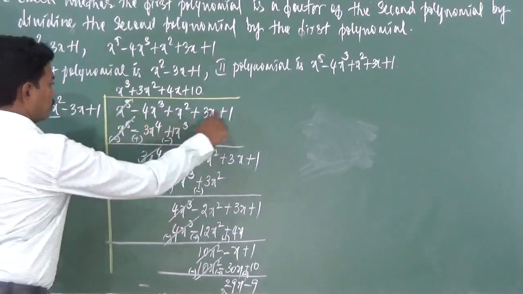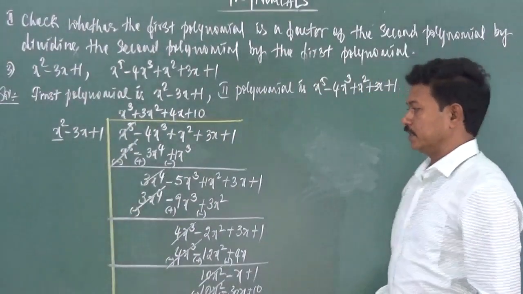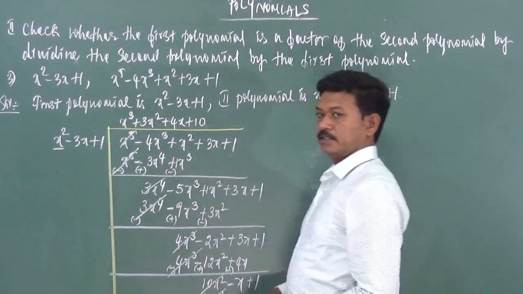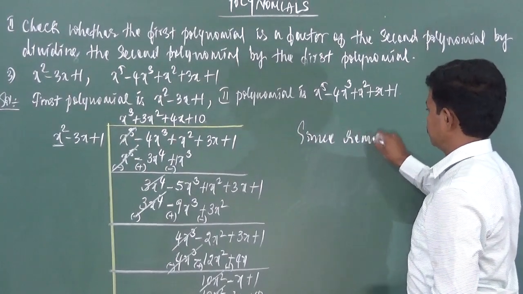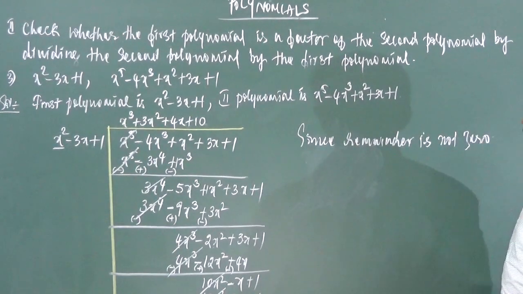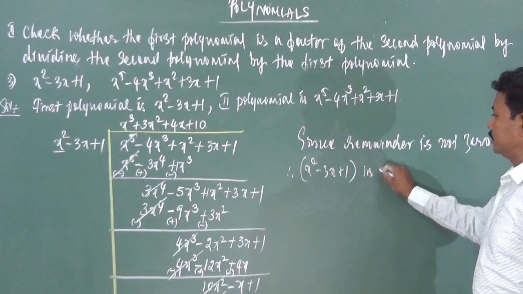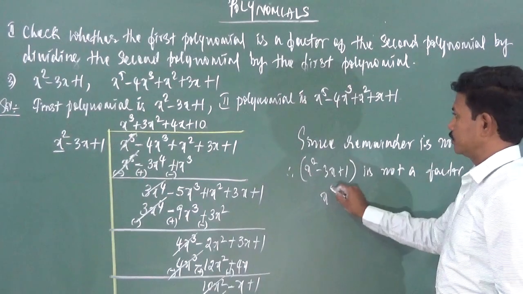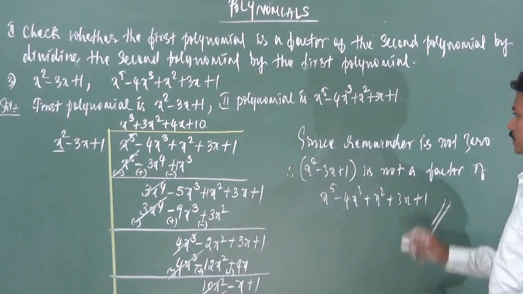So when I divided this polynomial by this polynomial, I am not getting the remainder as 0. So when I do not get the remainder as 0, I can come to a conclusion that this is not a factor of this. So that should be written as a conclusion. So since remainder is not 0, therefore x square minus 3x plus 1 is not a factor of x to the power 5 minus 4x cube plus x square plus 3x plus 1. So this is the final conclusion.